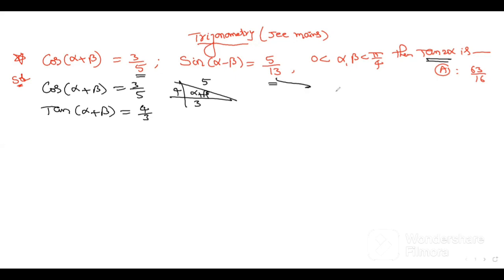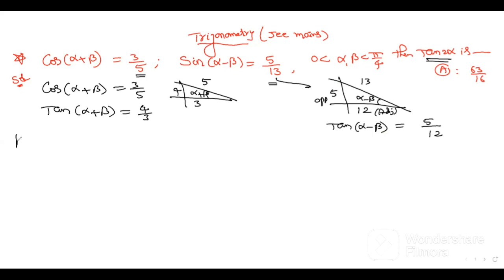Now, here draw one more triangle. One of the angles is alpha minus beta. What is the sin(alpha minus beta) formula? Opposite side by hypotenuse. Adjacent side is 12. From this triangle, write tan(alpha minus beta) is equal to opposite side by adjacent side, 5 by 12.